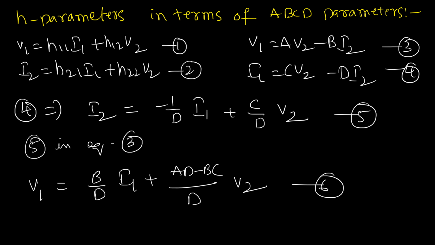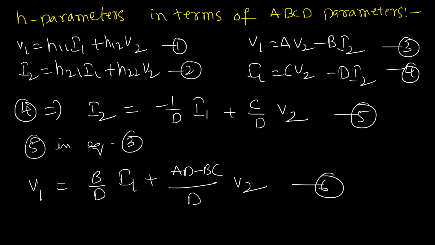Now you compare this sixth equation with the first equation. Okay, so there you can get H11, H12 in terms of ABCD parameters. Okay, so now these are the relations, and if you want to relate even more, so if we missed any, so you can try. So if you don't get the answers, you can comment so that I will answer.